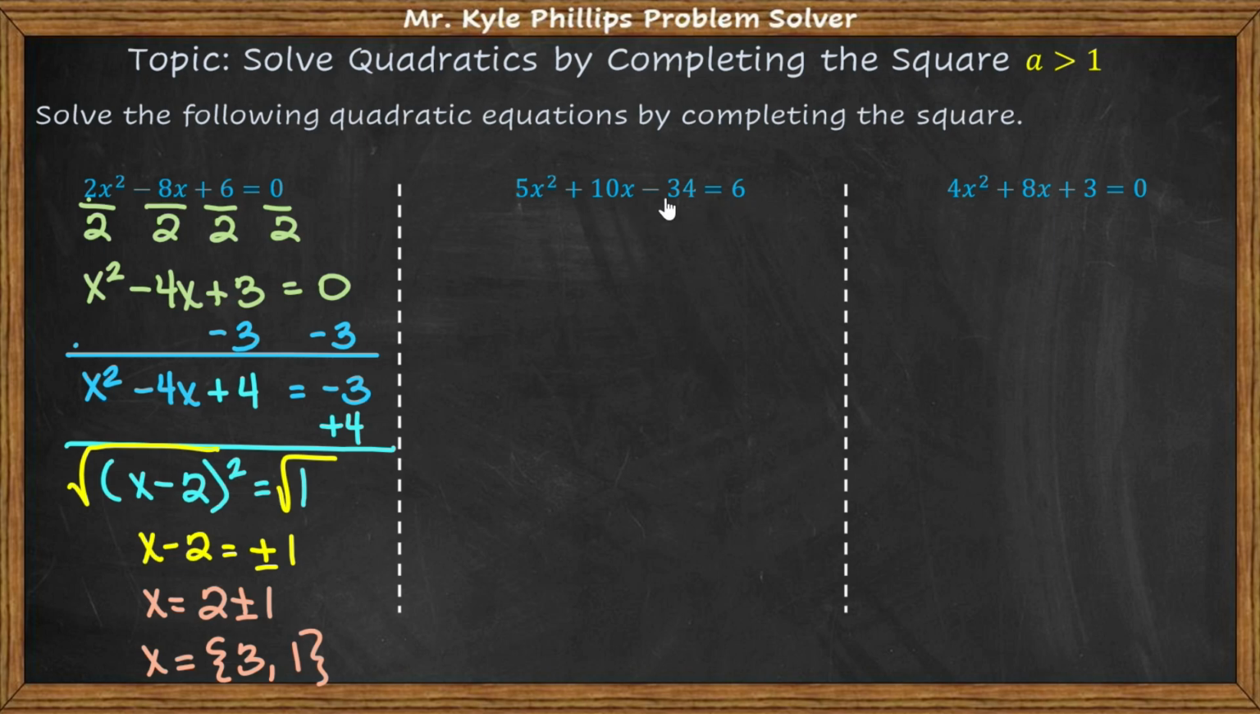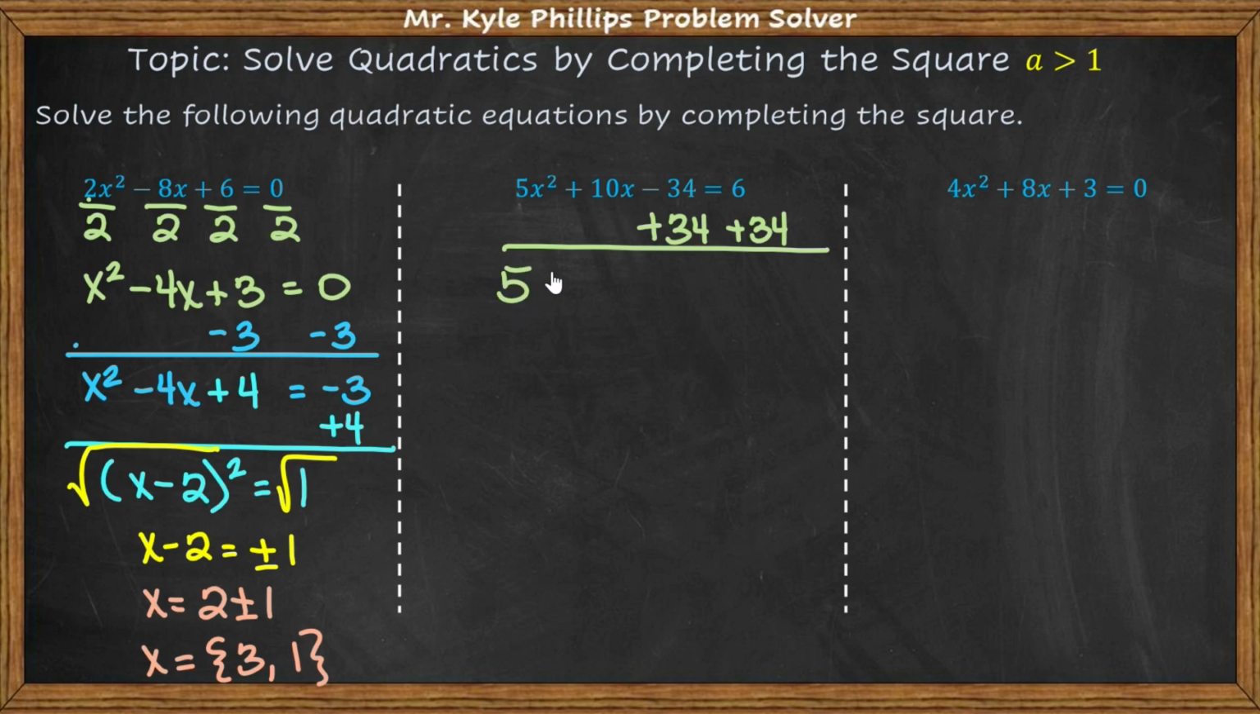Here, let's try this one. Now, you know we need this to be 1. So I need to divide everything by 5. But before I do that, pay attention to every number. If I divide 34 by 5 or 6 by 5, am I going to get a whole number? No, I'm not. So it may be easier to move the constant first, then divide by 5. So let's do that. So here I'll add 34 to both sides. And now let's see if every term is going to be divisible by 5.